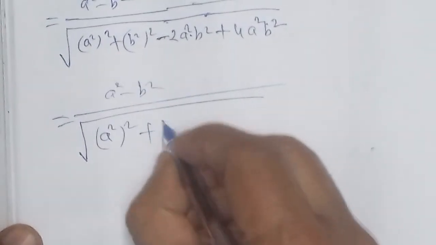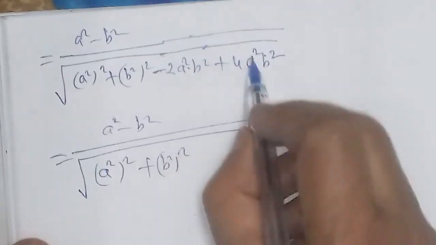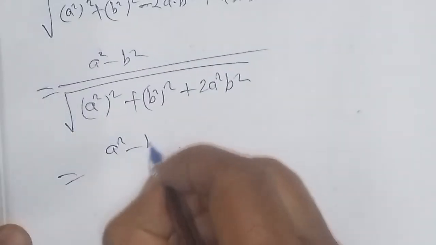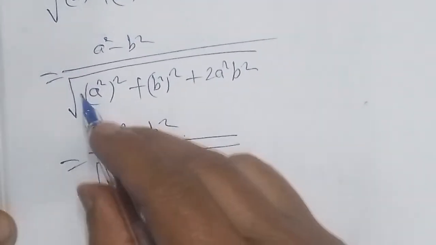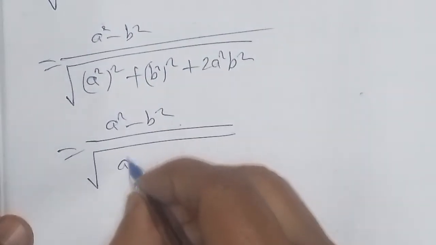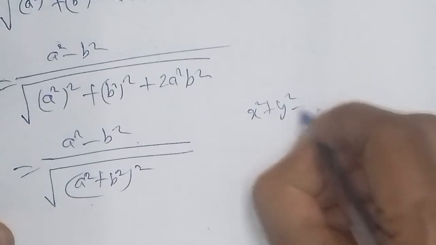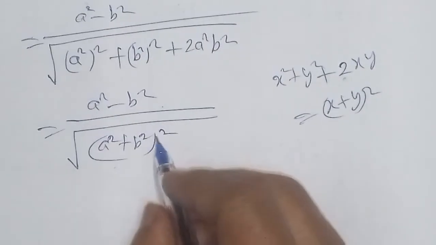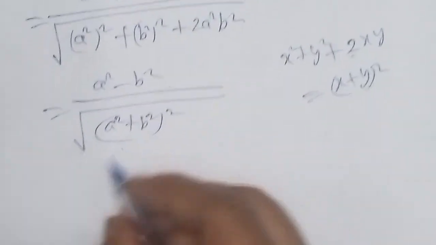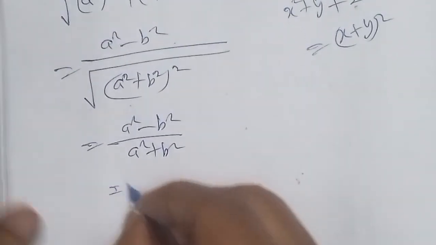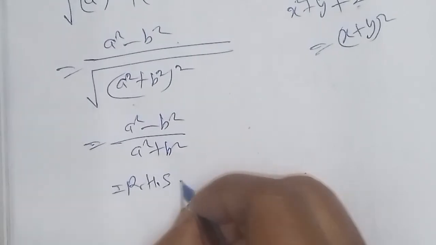We write a square plus b square, and the difference between these two terms is plus 2a square b square. Under the square root, a square minus b square. This is also whole square of a square minus b square, according to the formula x square plus y square plus 2xy equal to (x plus y) whole square. The square root cancels out this square, so we get a square minus b square upon a square plus b square, which is equal to the right hand side, which was to be proved.